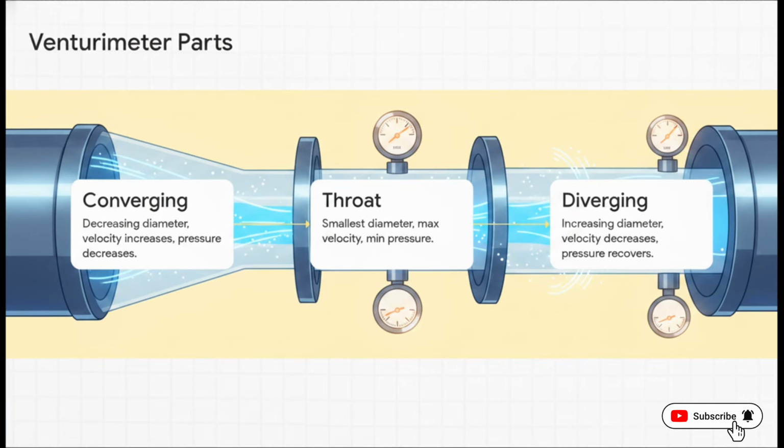This is the absolute narrowest point. Velocity is at its max here, and pressure hits rock bottom. Finally, it enters the diverging section, where the pipe gradually widens back out. The liquid slows down, and pressure recovers. Oh, and engineers keep that diverging angle intentionally small just to minimize energy loss.